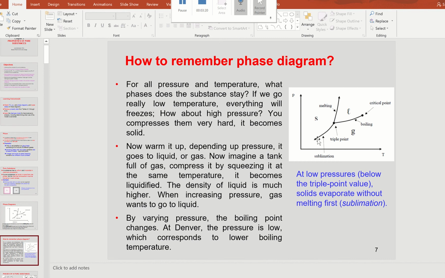Another common sense thing we need to know is that at different pressures, the boiling point is different. It's proportional. When you have high pressure, you're going to have a higher boiling temperature. Lower pressure corresponds to lower boiling temperature. Okay, for example, when you are in Denver, the pressure is low. In that situation, you have a lower boiling temperature.